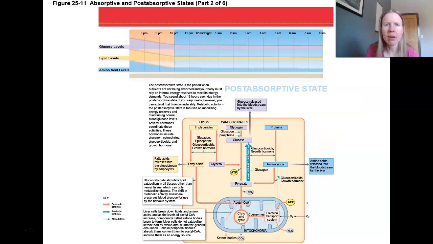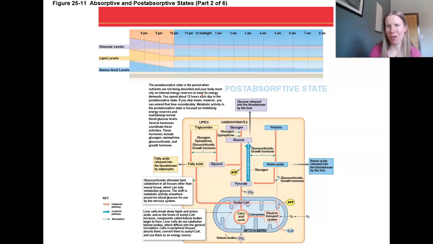That's the same picture again. Now the post-absorptive state, and here they're showing overnight. This is a beautiful example. Maybe you had dinner at like 6. See how these nutrient levels are falling. So we hit this post-absorptive state overnight as we sleep.